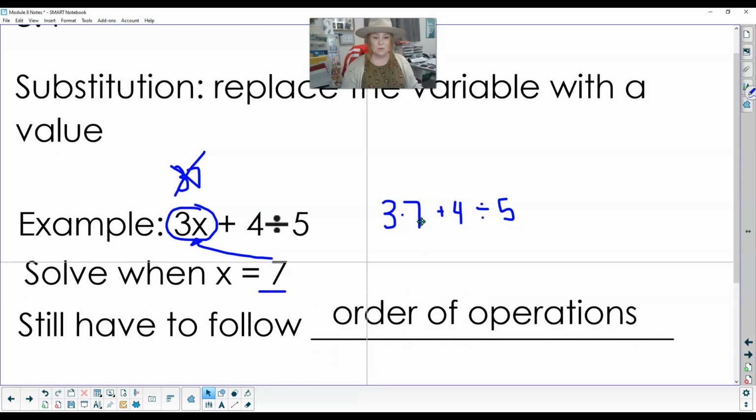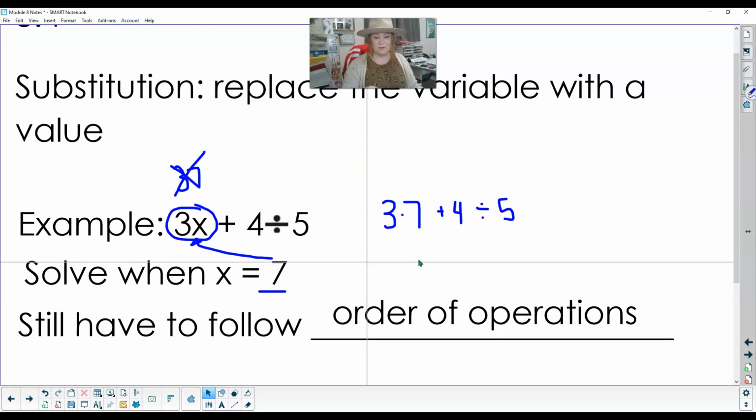So we are still going to do our groups first, our parentheses, which we wouldn't have any here. Then I would look for exponents. We don't have any here. Then I'm looking for multiply and divide problems. So I would do 3 times 7 is 21 and bring everything else down, plus 4 divided by 5. Now I have 21 plus 4 divided by 5, and I would keep going, and I have a division problem. Multiply and divide are the same level, just whichever one comes first. 4 divided by 5 is 4/5, 4 over 5. And then I'm adding that on to 21, 21 and 4/5.